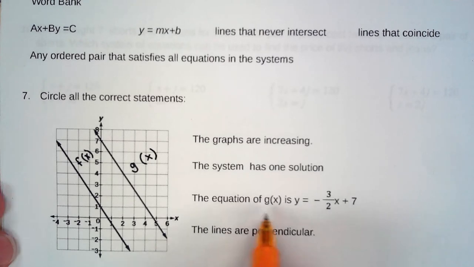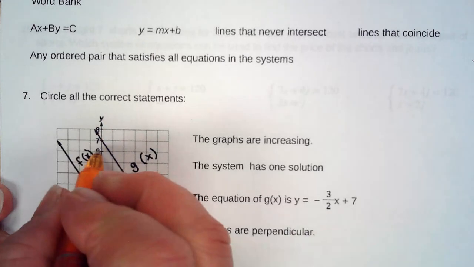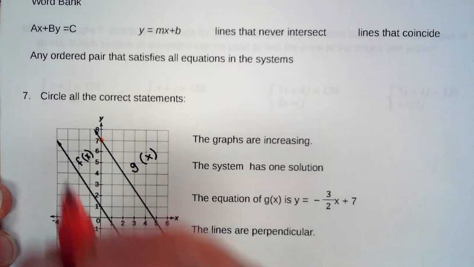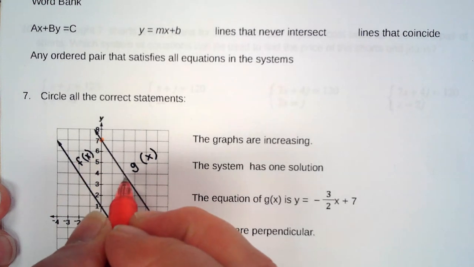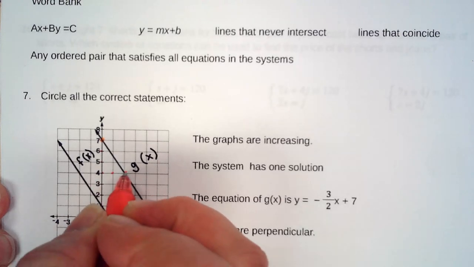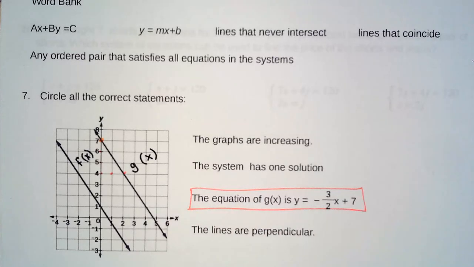The equation g of x, that would be this one, is y equals negative 3/2 x plus 7. It starts at 7. How does it move? It goes, let's see, down 1, 2, 3, right 1, 2. That is the equation of g. Are the lines perpendicular? No, they can't be perpendicular and parallel at the same time.